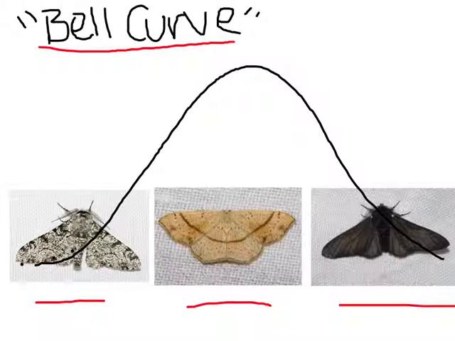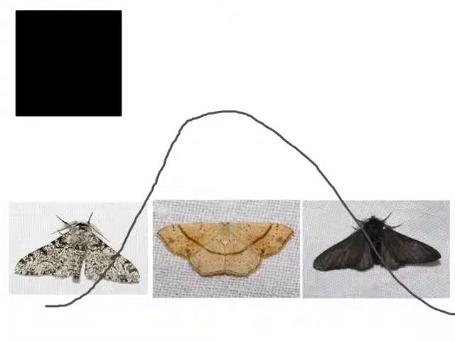Now what's going to happen is we're going to apply natural selection in different ways to our population of moths that you see here. And what that's going to do is change the shape of our bell curve a little bit, and I want you to watch how we change that shape. So let's look at this scenario. My bell curve looks a little wonky, but you get the idea here.